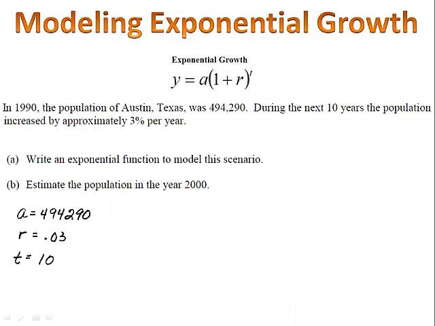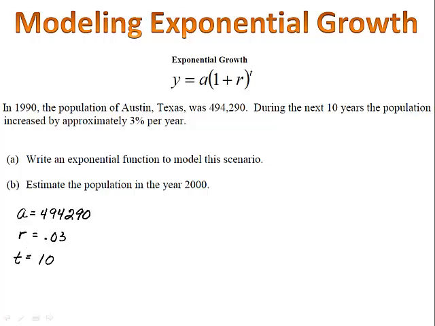Our third example discusses population. Population is a great example of exponential growth. In 1990, the population of Austin, Texas, was 494,290. They found that from the United States Census, where they count all the people in all the parts of the country. During the next 10 years, the population increased by about 3% per year.